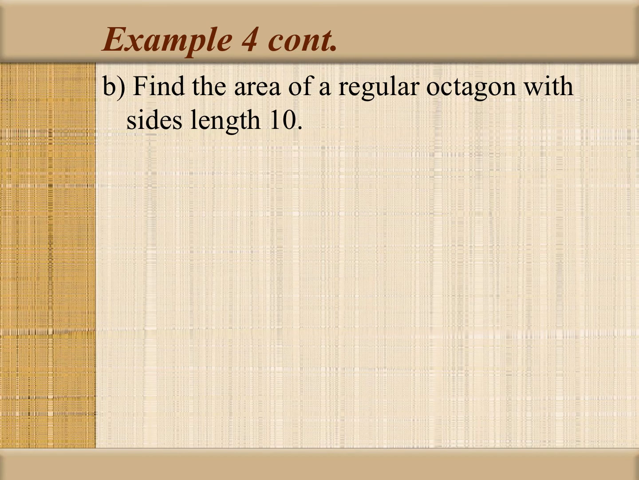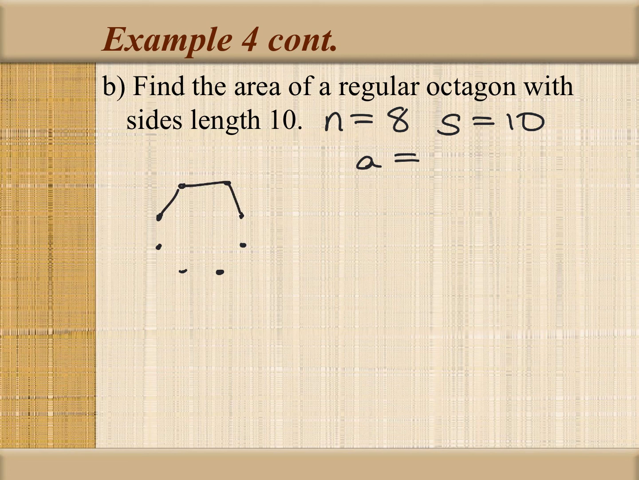We're in octagon now. So again, I already know my n value, it's 8. My side length is 10, and I don't know the apothem. This is what I got to find. So if I put 8 little dots around my circle here, so 1, 2, 3, 4, 5, 6, 7, 8. Doesn't have to be perfect. Put in a center, draw in the 2 radii to create the central angle.